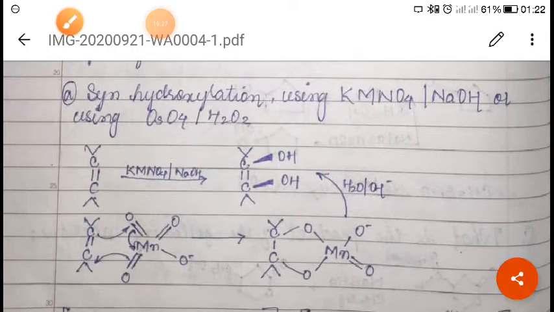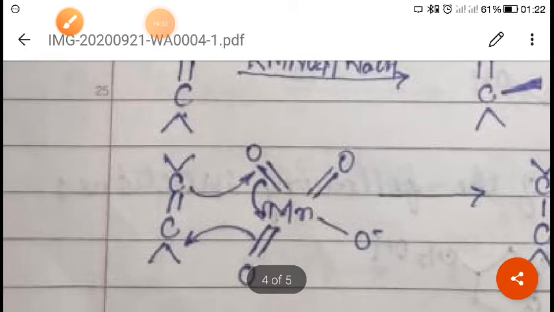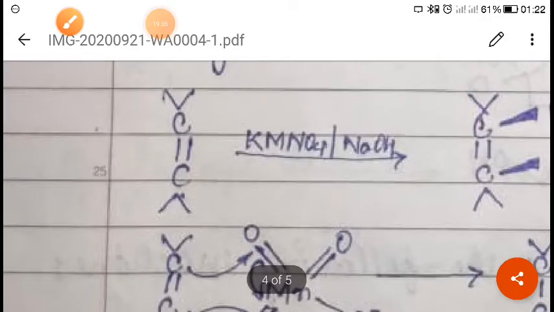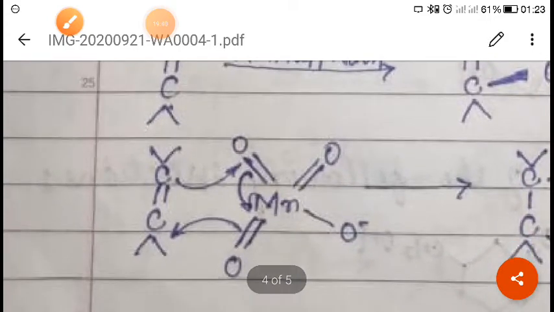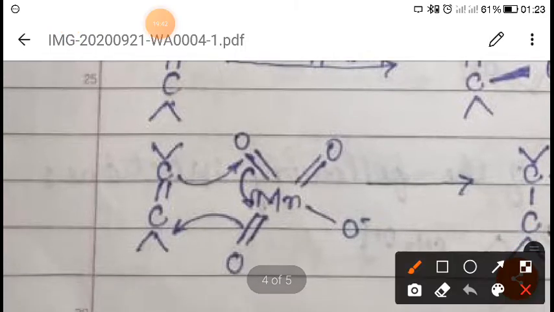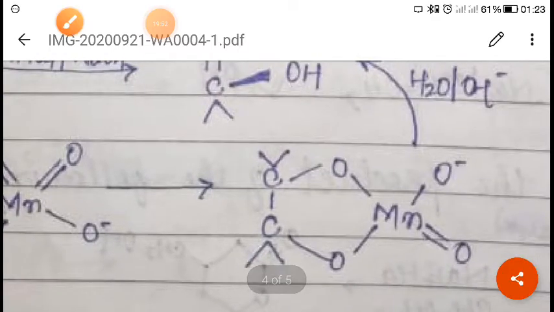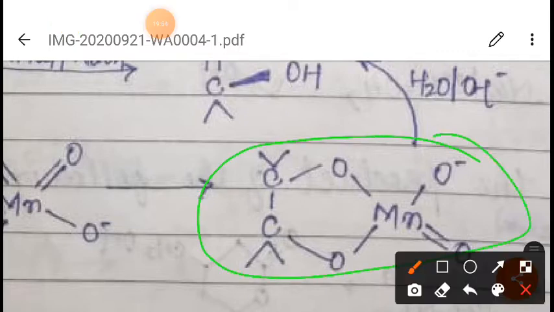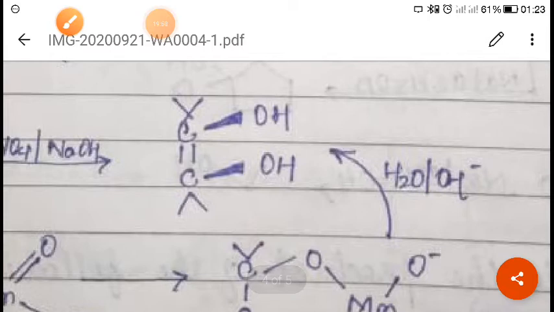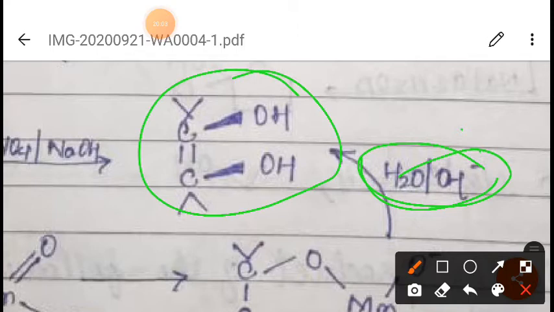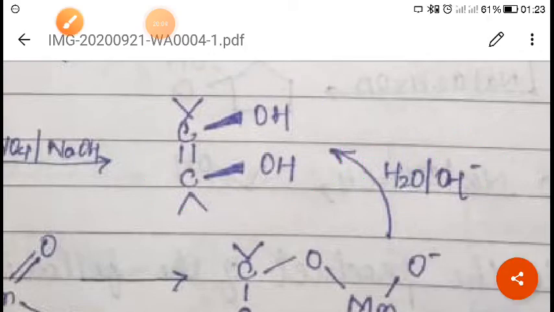So how is it happening? You can clearly see what is happening here when we are using KMnO4 or NaOH. At that time, with MnO4, this bond is shifting here, and this one is coming here, and this will go here, right? So at that time it will form two bonds like this, and it will form the intermediate like this, as you can see here. This intermediate will be further hydrolyzed. When you hydrolyze this in presence of H2O and OH, it will form this. So this was about the hydroxylation, which is called syn hydroxylation, using KMnO4 or NaOH.